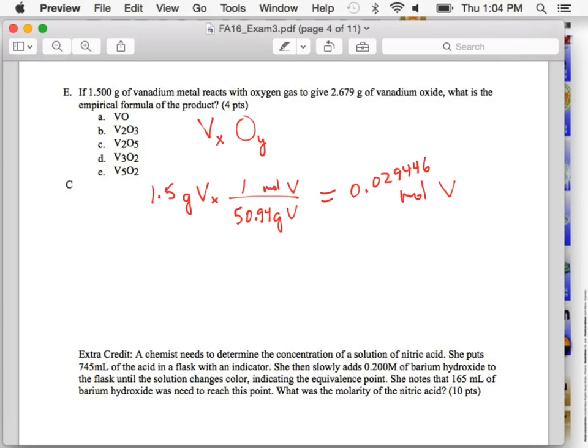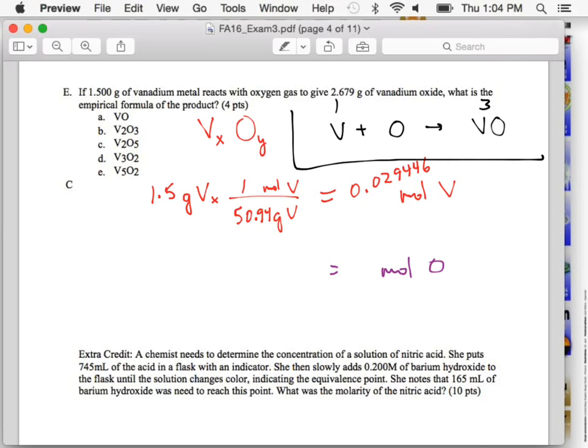The next part, we also need to know the moles of oxygen. What are we given to start with? Is that going to be our 2.679 grams? Why not? That's the vanadium oxide. So what this problem is relying on is that if we take vanadium plus oxygen to produce vanadium oxide, if I know the mass of one and I know the mass of the vanadium oxide, I know the mass of the oxygen to be 2. Conservation of mass.